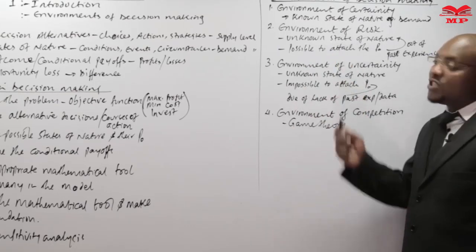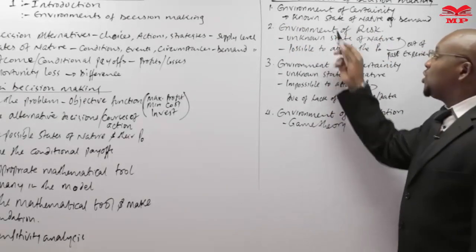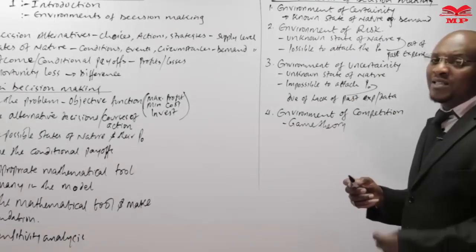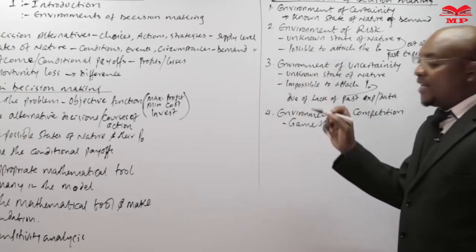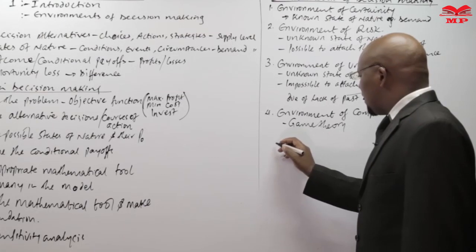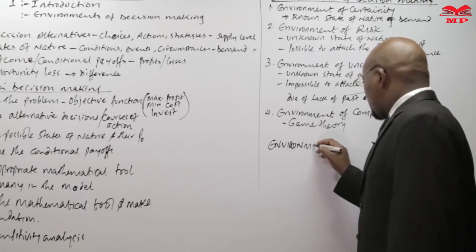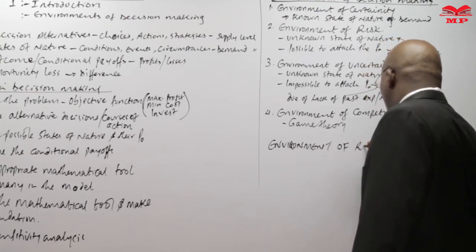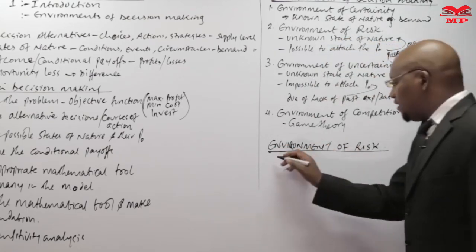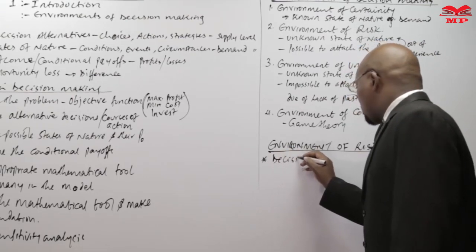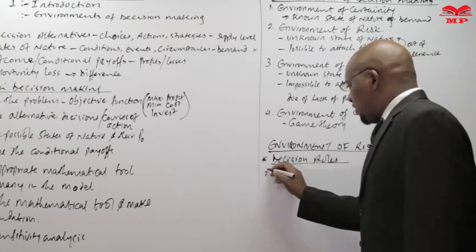Now, beginning with the first one, the environment of certainty. Remember, in the first environment, we don't do any calculations because we are assuming that we know which state will happen, and therefore you just take the best possible decision. But now when it comes to the second one, the environment of risk, there are two decision rules. So we have decision rules. The first one, Roman 1.